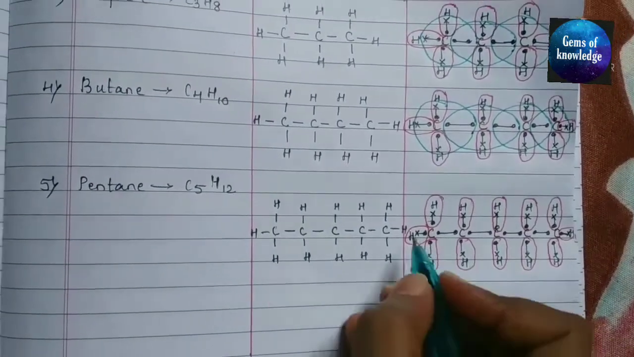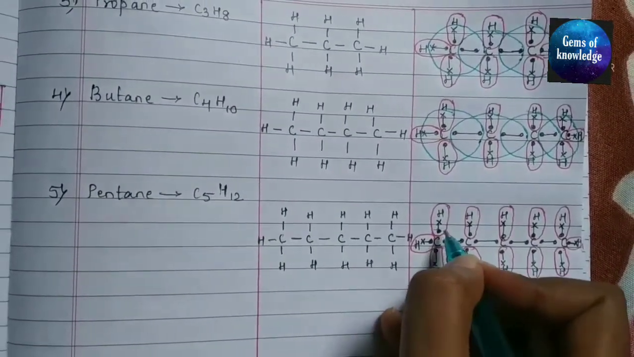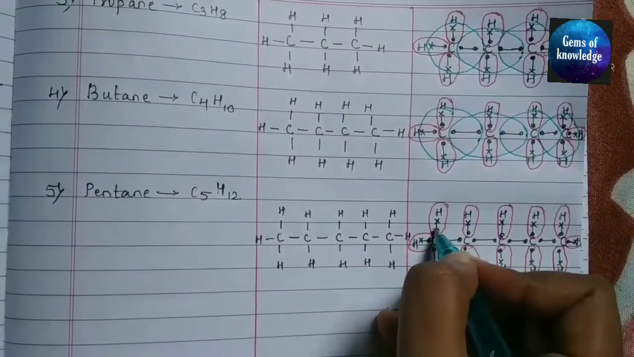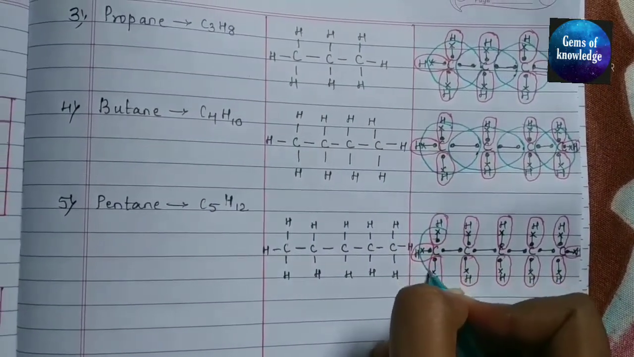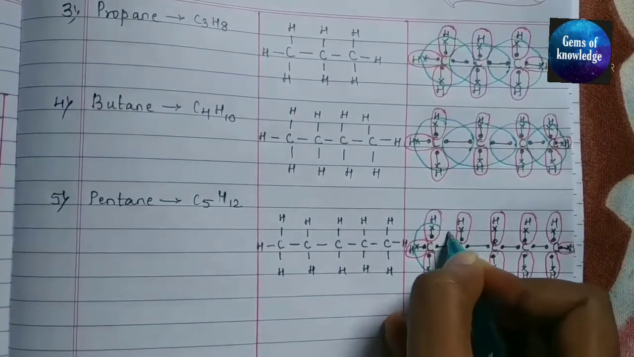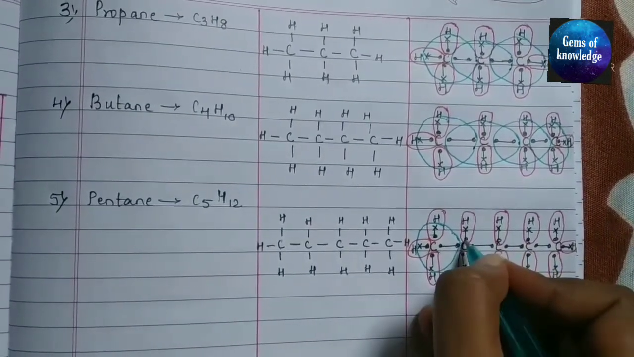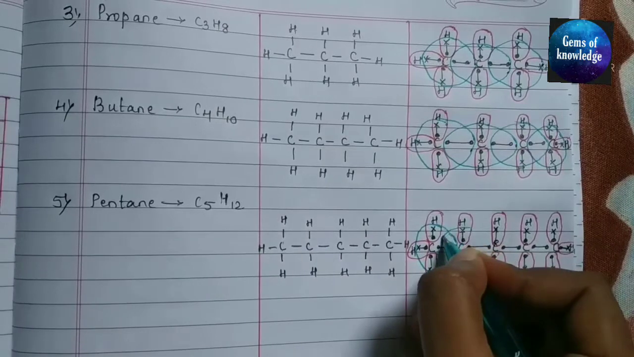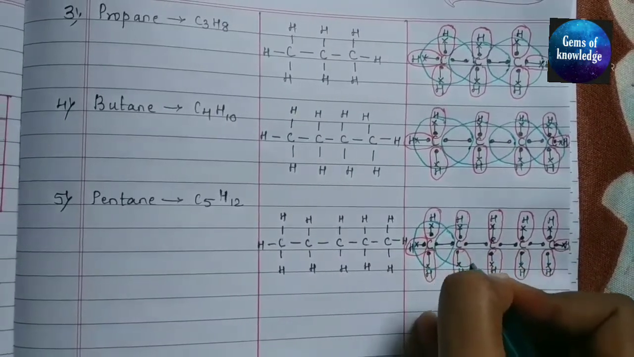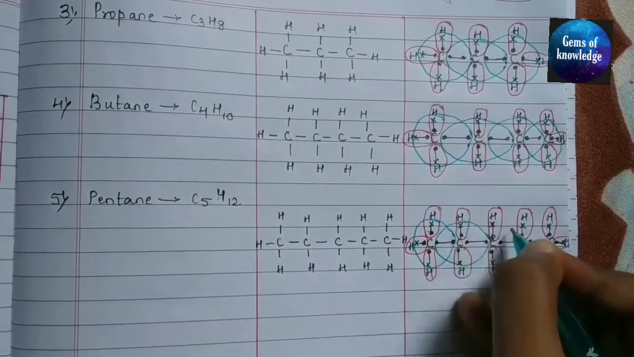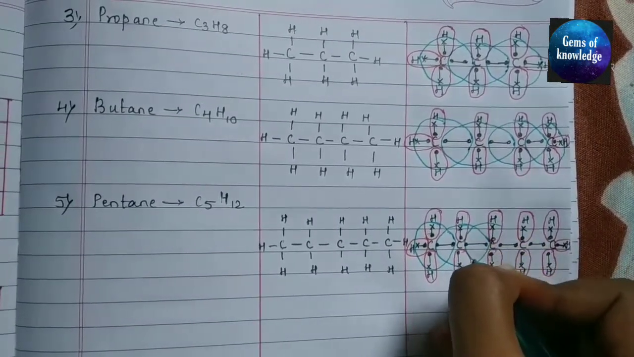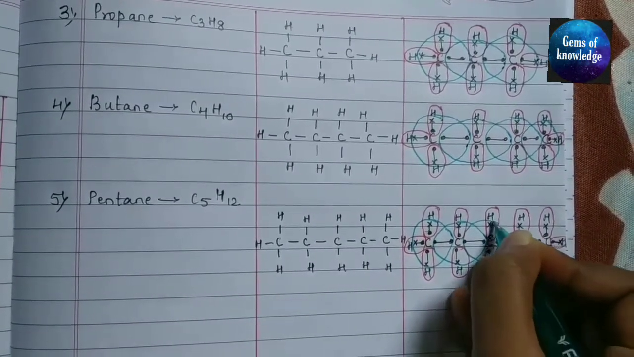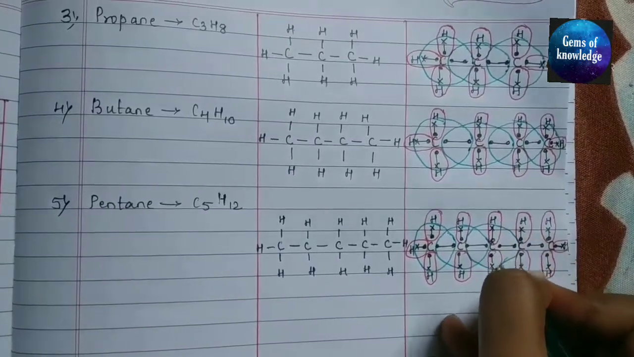Next we need for carbon atoms. Carbon atom we need how many? 8. So this is 1, 2, 3, 4, 5, 6 and 7, 8. Similarly here 1, 2, 3, 4, 5, 6 and 7, 8. Then 1, 2, 3, 4, 5, 6 and 7, 8.